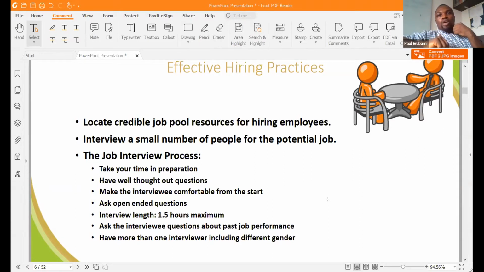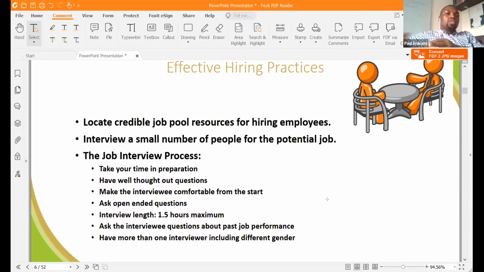So basically, one of the points to note is to locate a credible job pool resources for hiring employees. So basically, what you're trying to say is I should be able to know where I should look. So if I'm looking for a technician, for example, I should be able to know where I can go to, right? Where I can have a pool of technicians I can pick from.